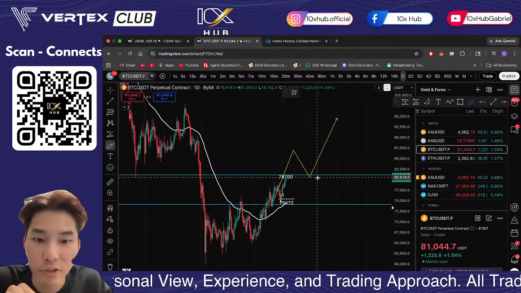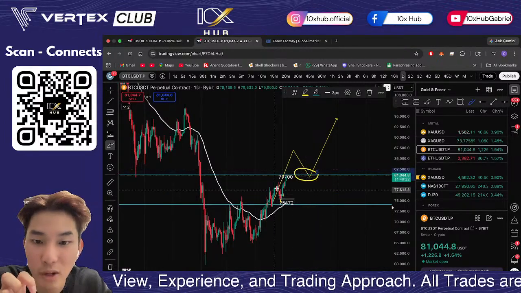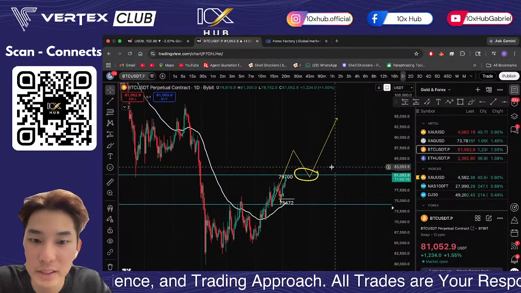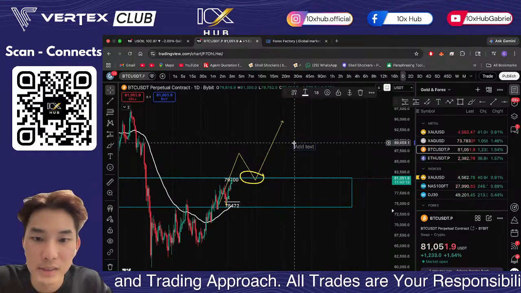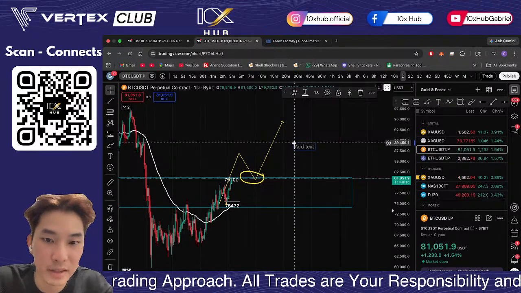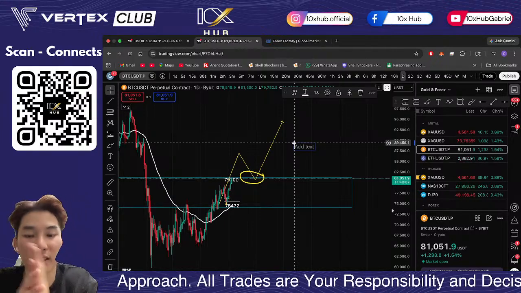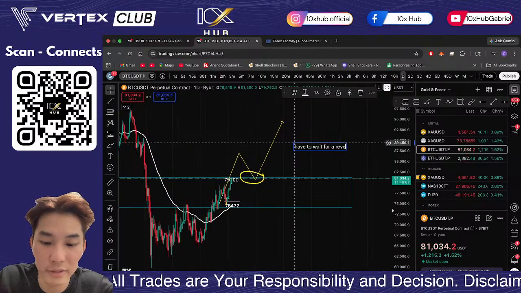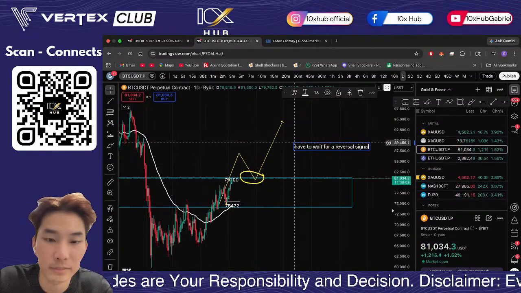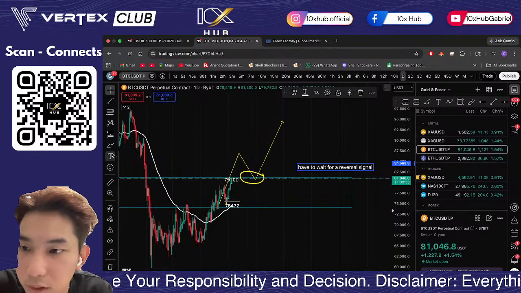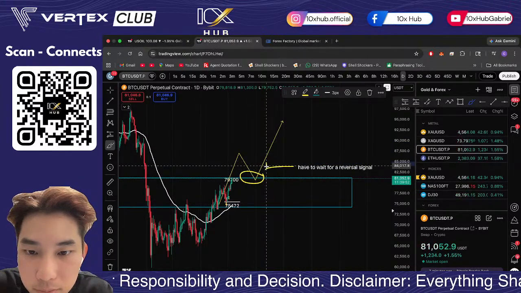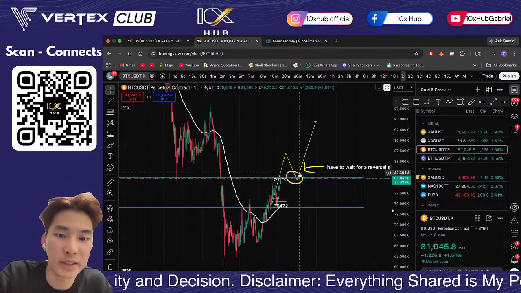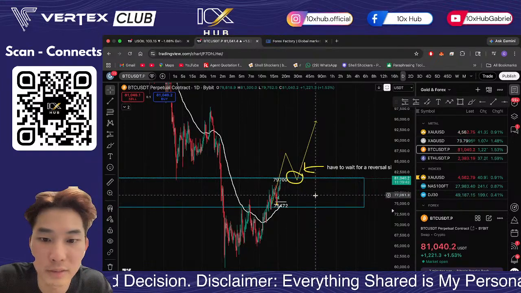When it retraces back to this support, because right now it is resistance, but when it breaks above and retraces back, it will become a support. In this support area, I will need to look for a reversal signal, turning from a downtrend into an uptrend. I have to wait for a reversal signal over here. So in BTC, currently it is still standing very strong right now.